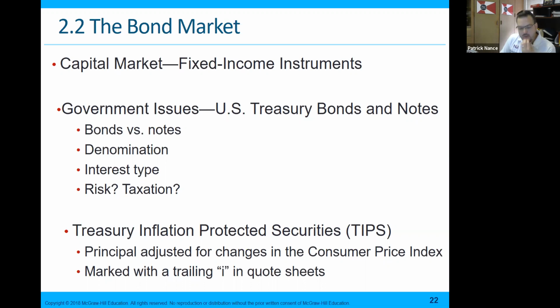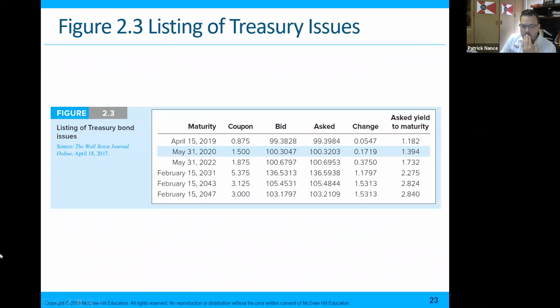So move on from there. This is a listing of treasury bonds from your book. It talks about what the bid price is, what the asking price is, what the change is, and the yield to maturity. This is from the Wall Street Journal from April 18th, 2017.